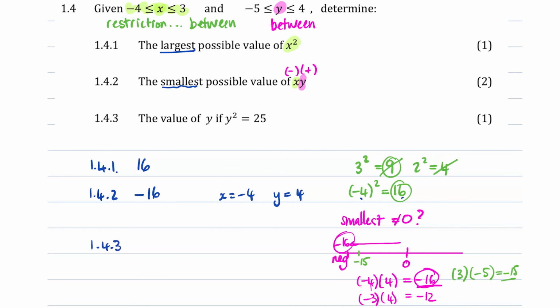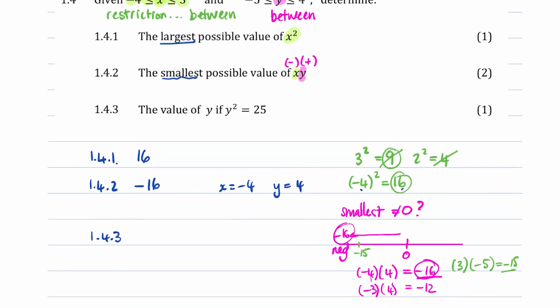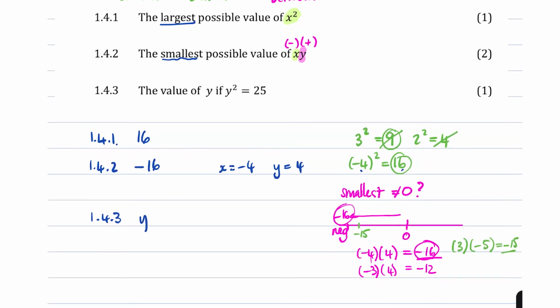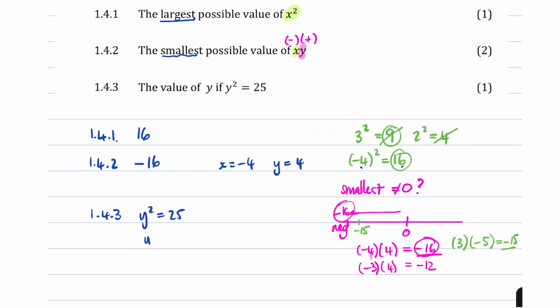Okay, the last question, 1.4.3. What is the value of y if y squared is equal to 25? Well, if y squared is equal to 25, then we know that y can be either positive 5 or negative 5. But remember, we are given restrictions on what y can be. If we look at our restrictions for y, we see that y has to be between negative 5 and positive 4. Therefore, positive 5 is not in the interval of y values. So the only y value that, when you square it, gives 25 based on the restriction, is when y is negative 5.